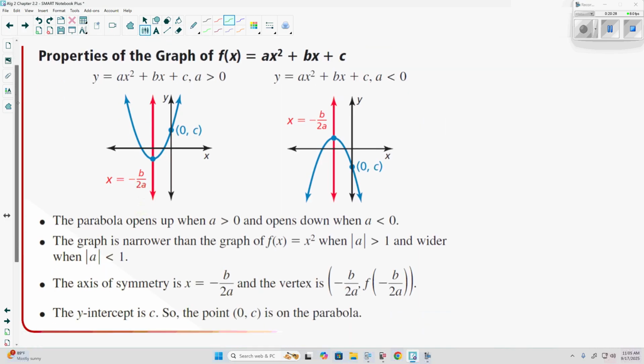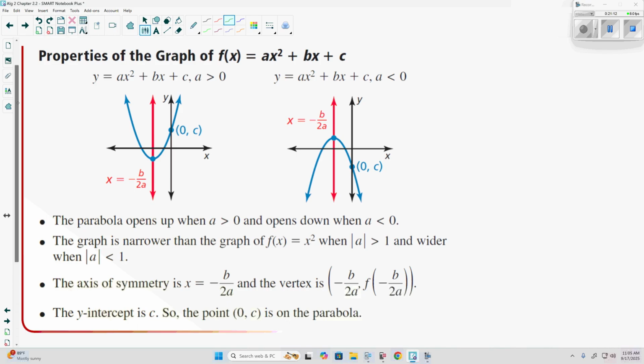But the main properties with standard form that we're going to look at to really get the vertex and the axis of symmetry, it is given to us, and it's kind of helpful to know that the vertex is the point negative b over 2a, comma f of negative b over 2a. Axis of symmetry, x is equal to negative b over 2a. That is our vertex and axis of symmetry.